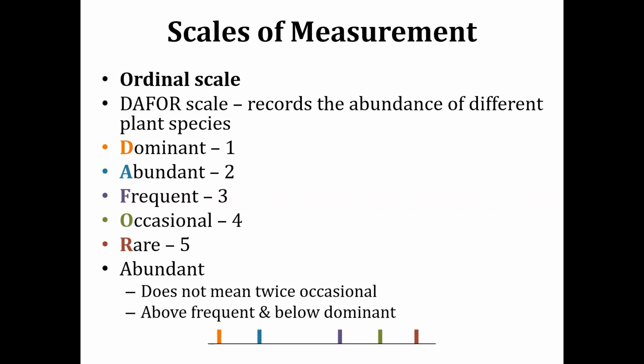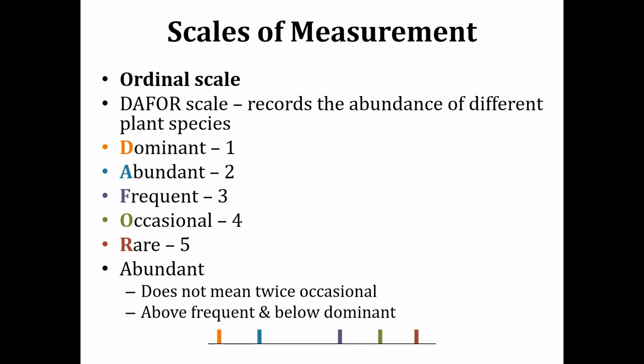Like the dominant, it is the most dominant. The abundant is less frequent than dominant, but more frequent than the frequent. And then we have the frequent, which has less frequency than abundant, and higher frequency than occasional. Then occasional, which is less common than frequent, but more common than rare. And then we have rare, which is least common. So we have these classes arranged from maximum to minimum. So 1 represents maximum and 5 here represents minimum.